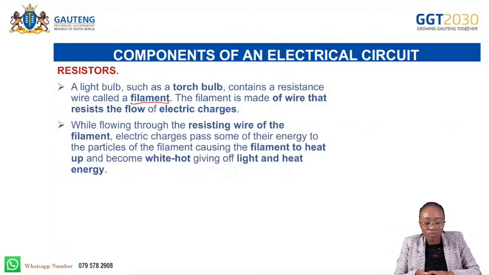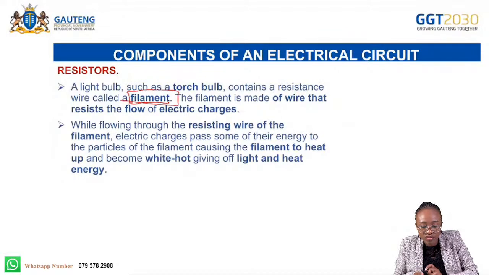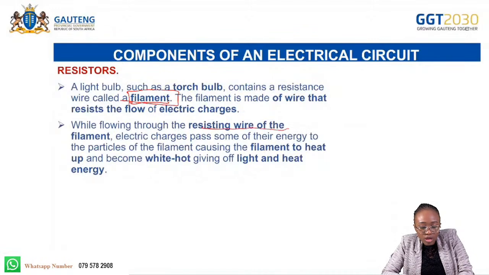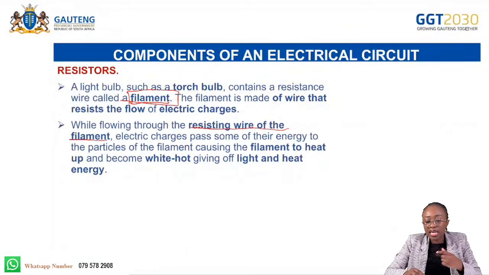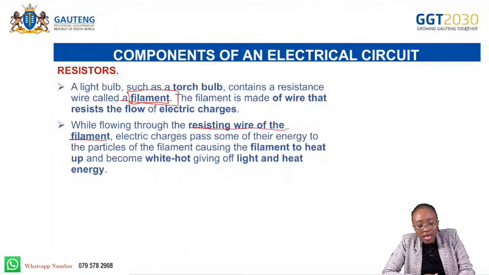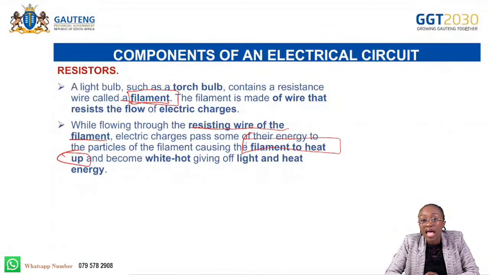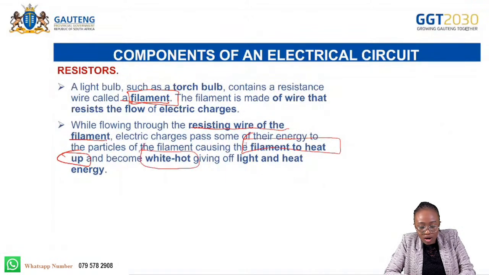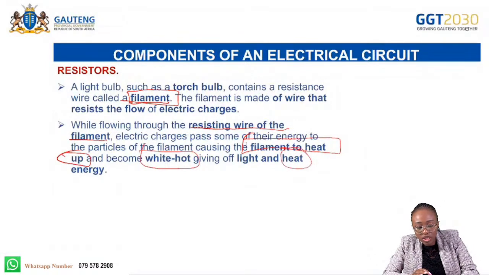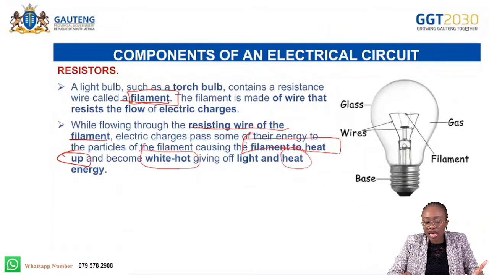So when they get to the bulb, they are going to reach a point where there is the filament. The filament, that type of wire, resists the flow of electric current. So while flowing through the resisting wire of the filament, electric charges, because of that opposition, because of that resistance, pass off some of their energy to the particles of the filament, causing it to heat up. And as it is becoming hot, it gives off light. And while giving off light, it also gives off heat energy. So that's how a light bulb works.